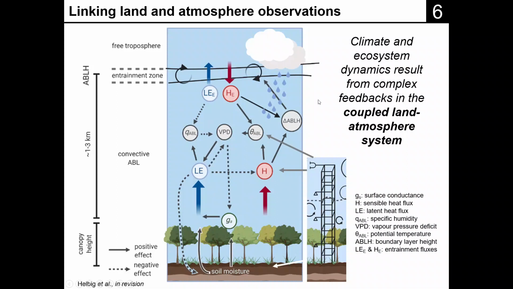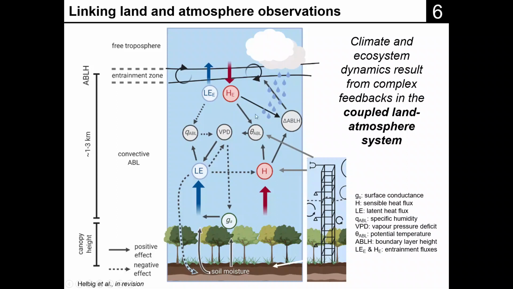But what we're really missing at most of these sites is this upper part here, the diurnal growth of the boundary layer, that is related to entrainment of warm and dry air, but also the development of clouds and precipitation.